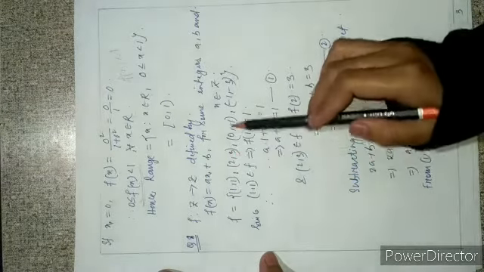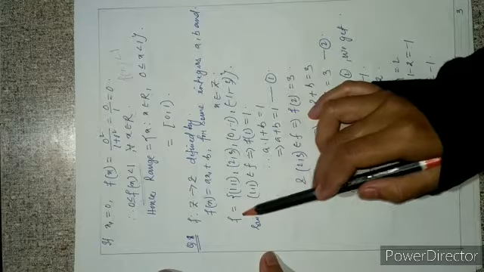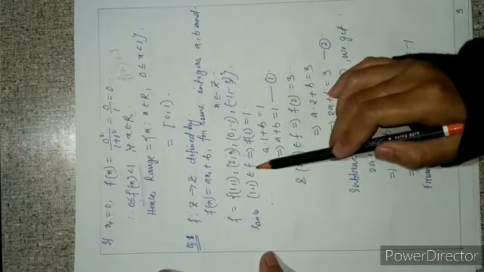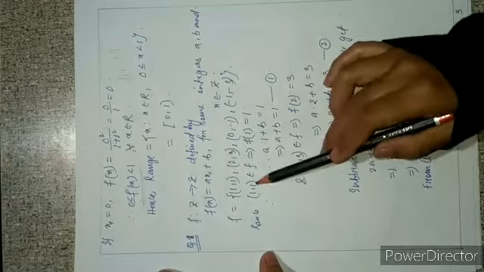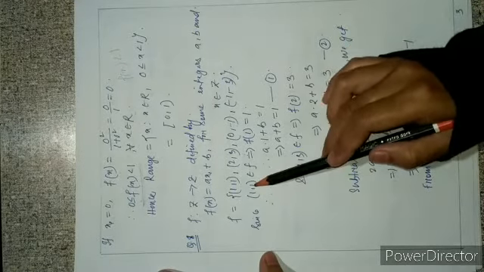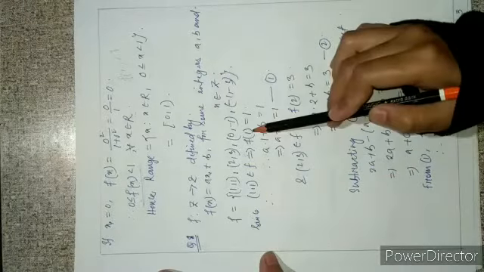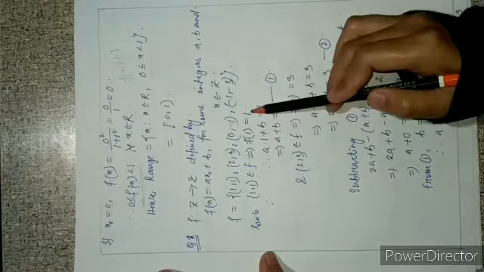We can choose any 2 ordered pairs belonging to this f. So first choose the ordered pair (1, 1). The ordered pair (1, 1) belongs to f, which implies that 1 is mapping to 1. It can be expressed as f(1) = 1.